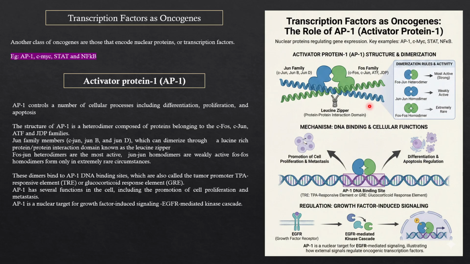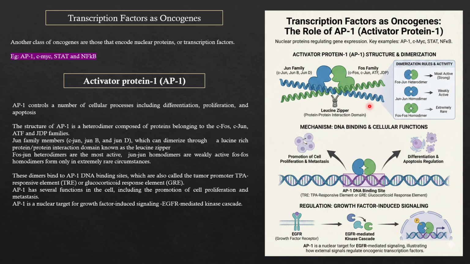The activity of AP1 is tightly controlled by external signals, particularly those originating from growth factor receptors like EGFR. When such receptors are activated, they trigger intracellular kinase cascades that ultimately lead to the activation of AP1 in the nucleus. This connection illustrates how signals from outside the cell can directly influence the gene expression programs inside the nucleus.